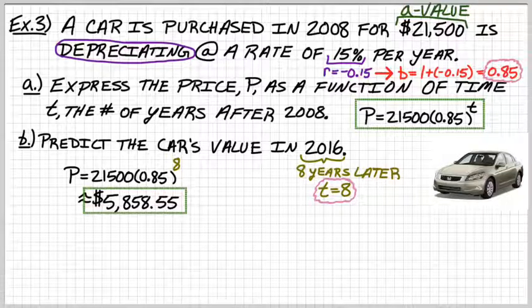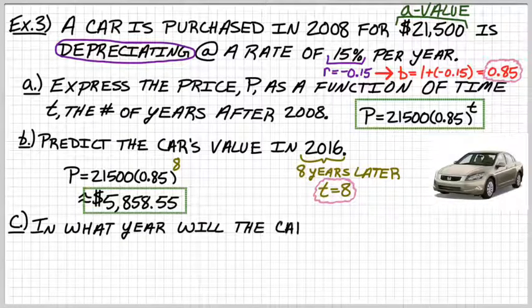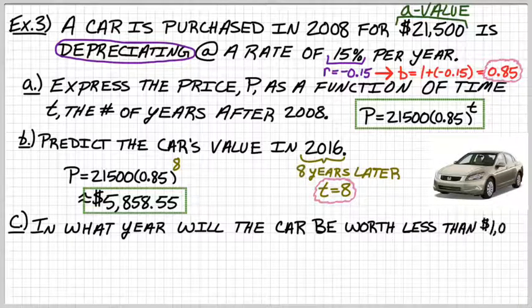Okay, part C. This is a new type of question. In what year will it actually be worth less than $1,000? So in what year will the car be worth less than $1,000? So far I've just made predictions by plugging in a year and you tell me the price in that year. But now I want to know, here's a price, $1,000. What year will it actually reach that or be less than that?